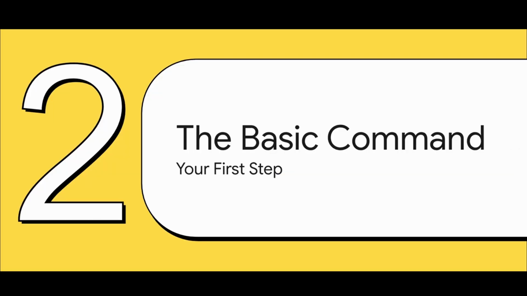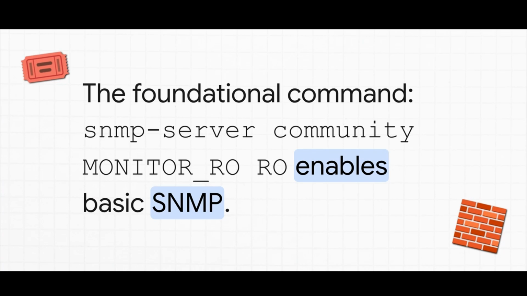Okay, enough theory. Let's get our hands dirty. What's the absolute bare minimum command you need to get SNMP up and running on a Cisco device? This is it. This one single line of code is your ticket to the show. If you type just this into your Cisco device, you've technically enabled SNMP. It's the foundation, the starting block that we're going to build on.